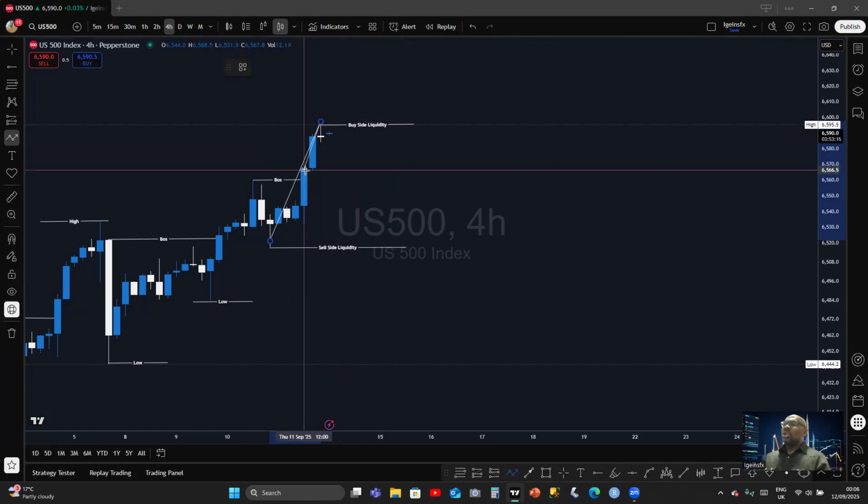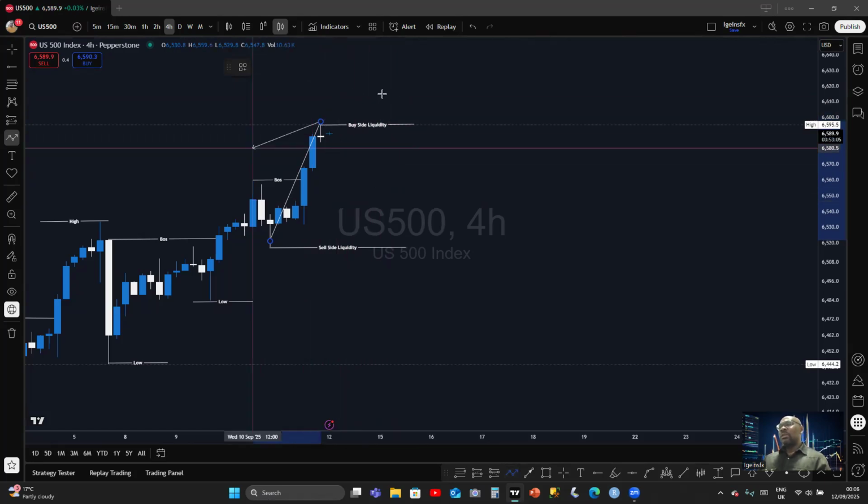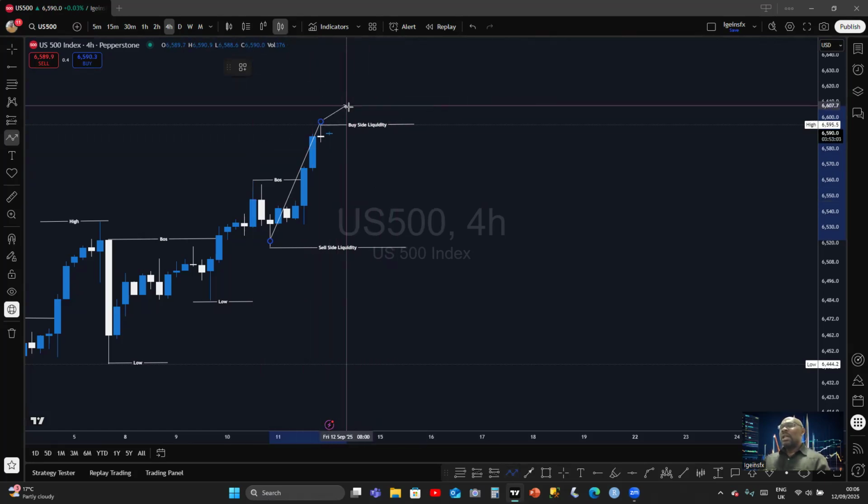And even buy stop orders are around here too, because you set your buy stop order in anticipation that as price moves from here, it should trigger you in before it starts going higher again.